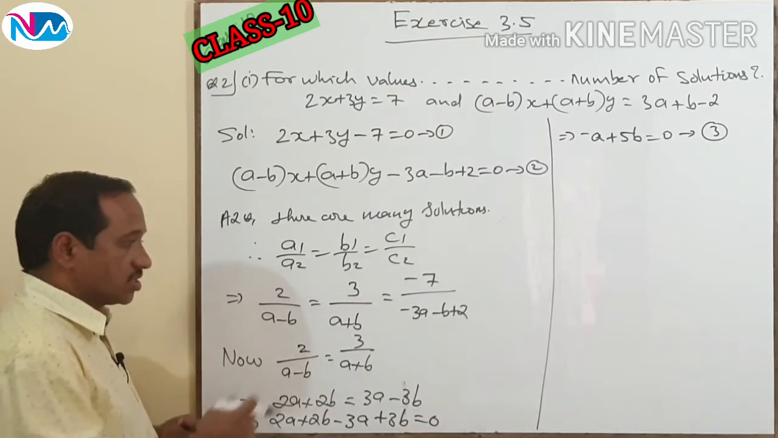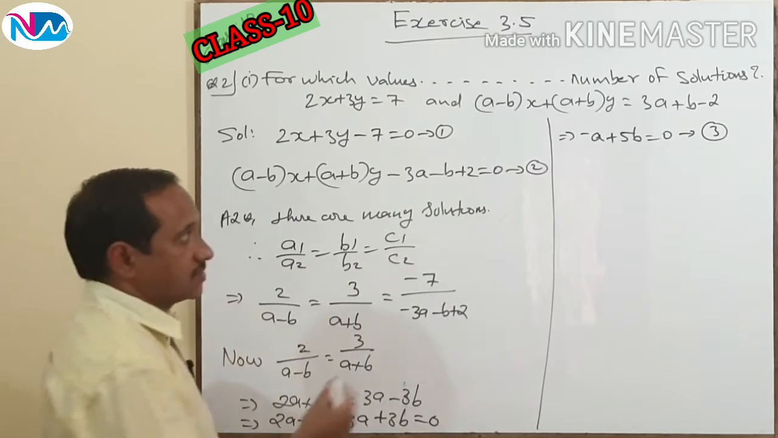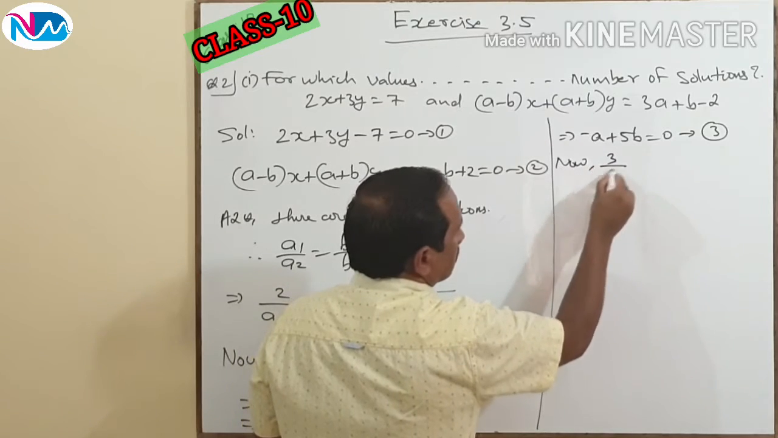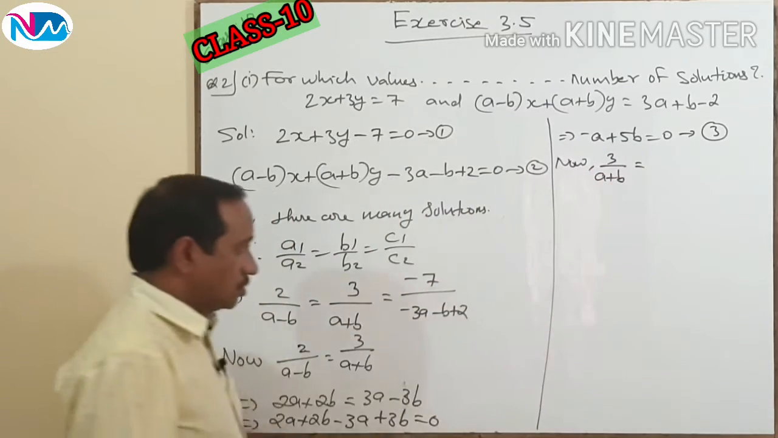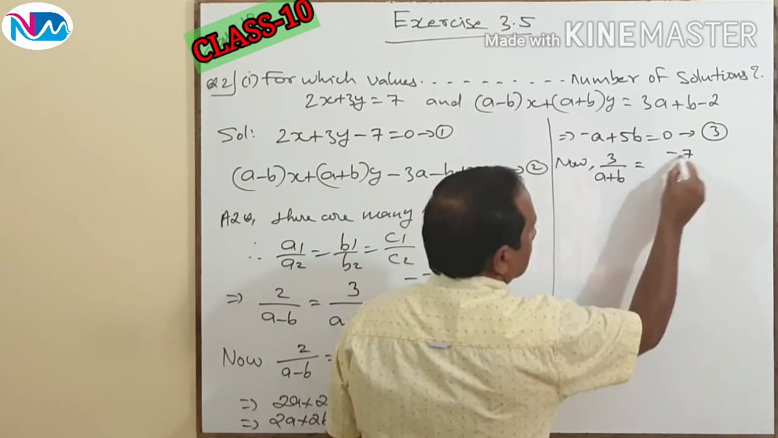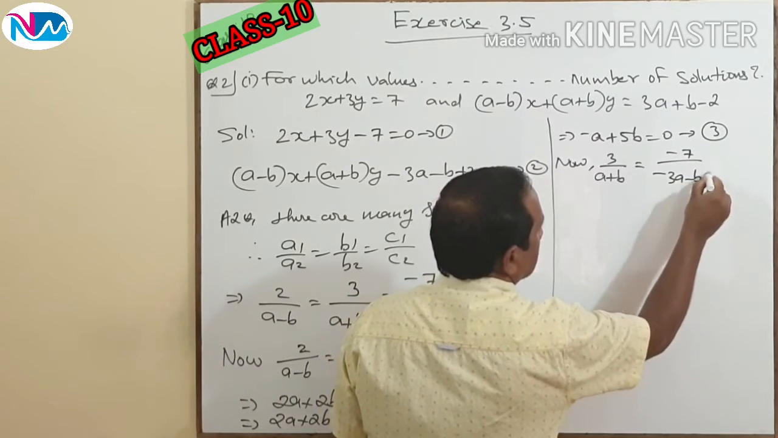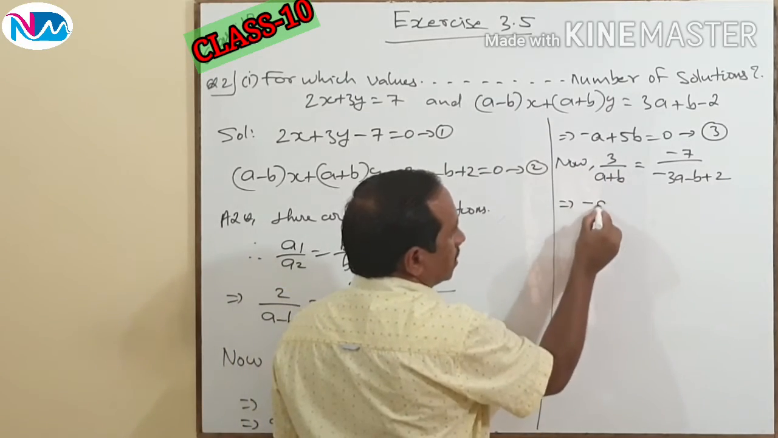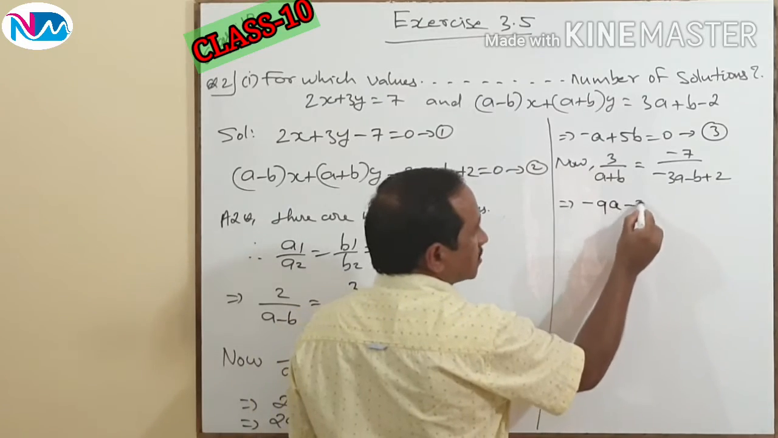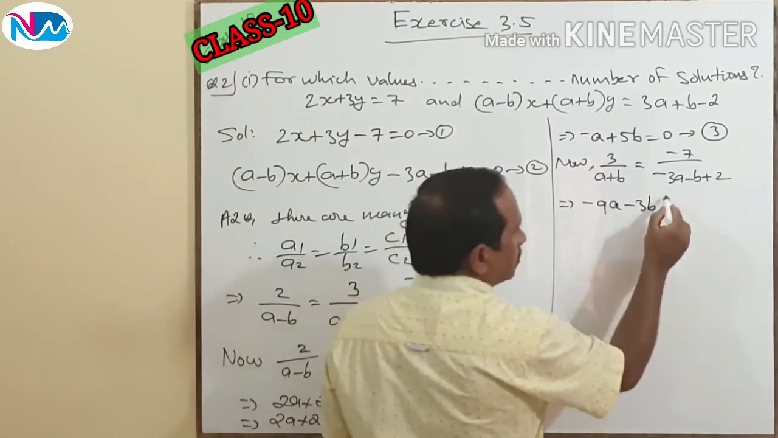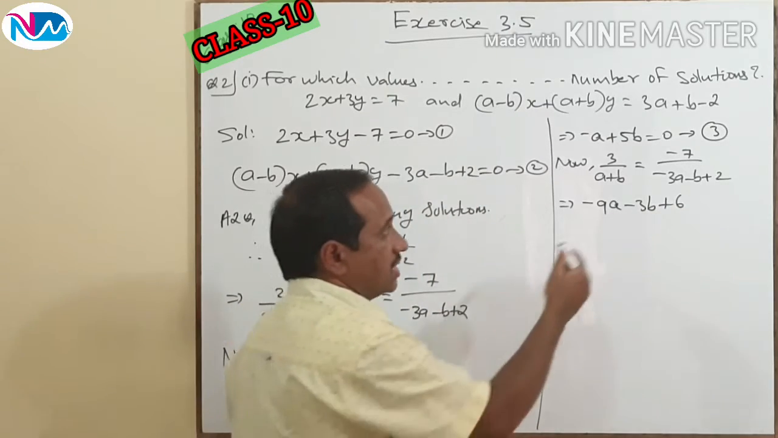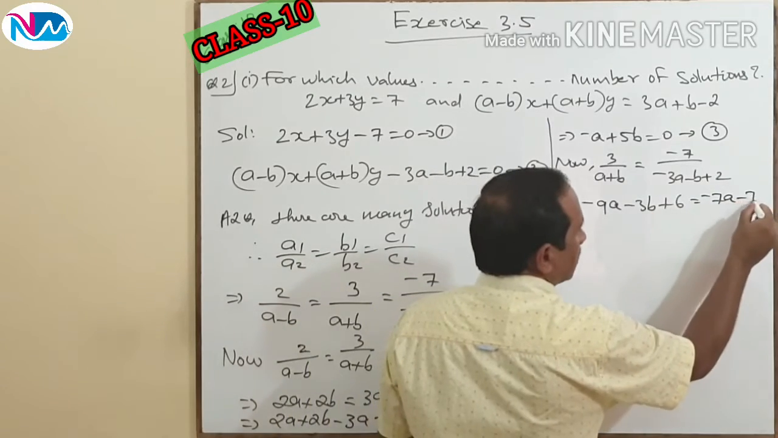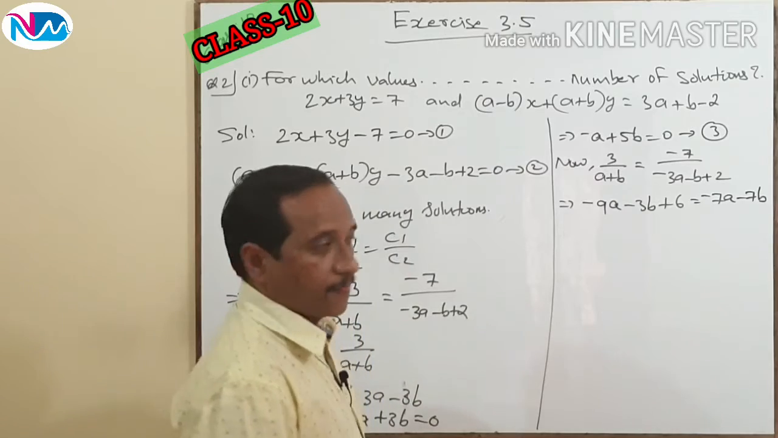Now we are taking the combination of the second and third. We get 3 by a plus b is equal to minus 7 by minus 3a minus b plus 2. Cross multiplying, 3 into minus 3 is minus 9a, 3 into minus b is minus 3b, 3 into 2 is plus 6, is equal to minus 7 into a is minus 7a, minus 7 into b is minus 7b.